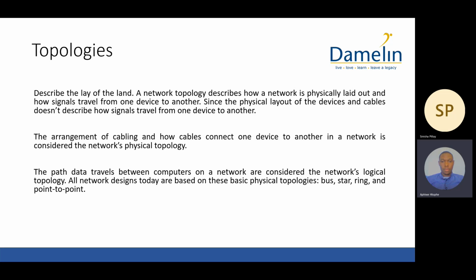The arrangement of cabling and how cables connect one device to another in a network is considered a network's physical topology. So what you actually see with your eyes is the physical topology. There's also something else that's called the logical topology. The path that data travels between computers on a network is considered the network's logical topology. All network designs today are based on these basic physical topologies: bus, star, ring, and point-to-point. Those are the topologies we're going to be covering in this class.